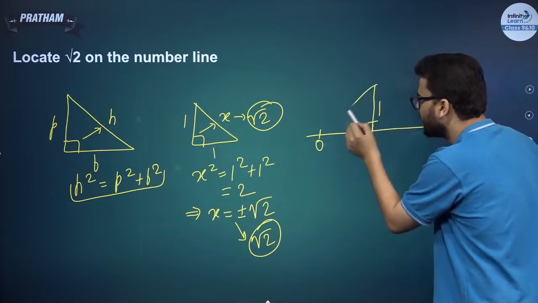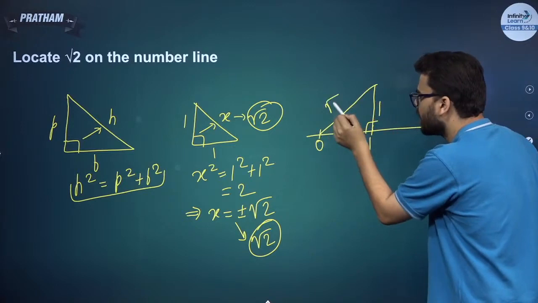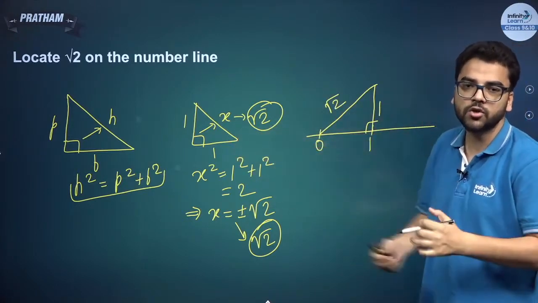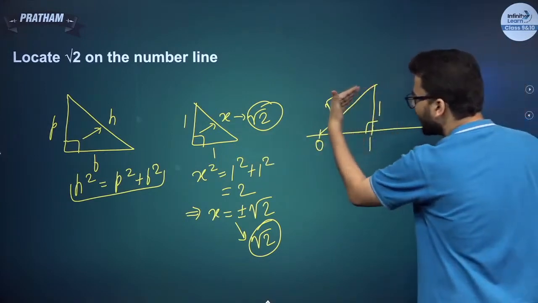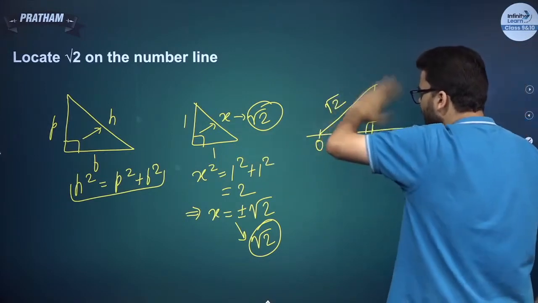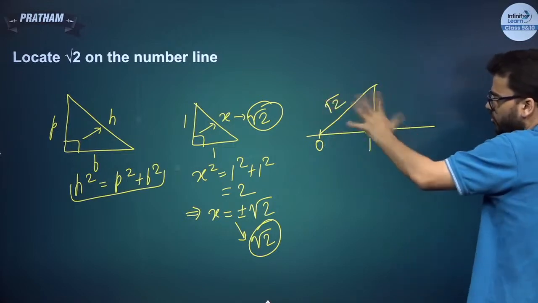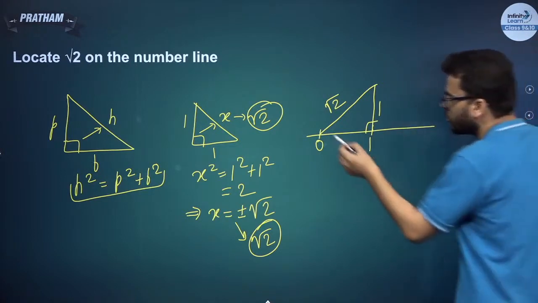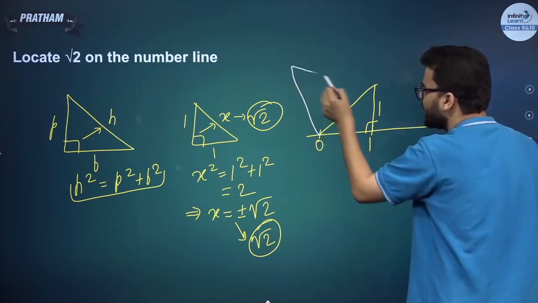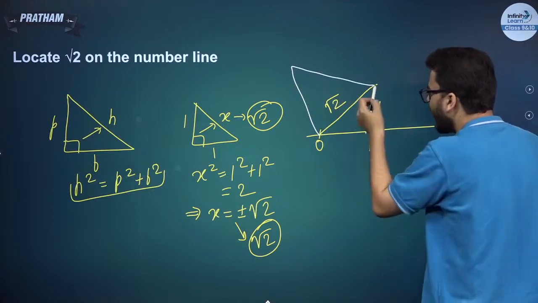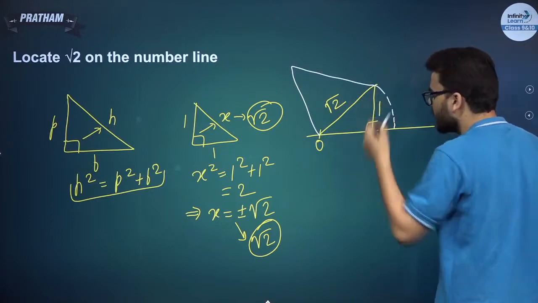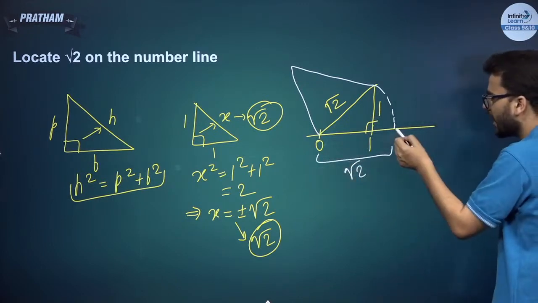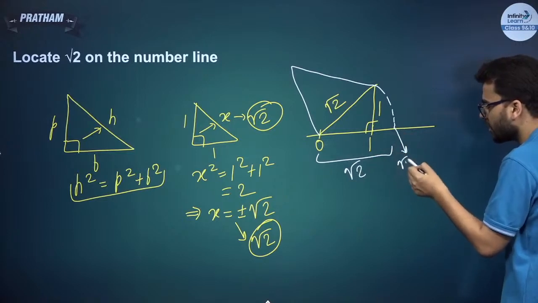So guys, if you join this, can we not say that this will come out to be equal to root 2 units only? Because that we have proved right now over here. So you have to take this root 2 distance and transfer it onto the number line. How will you be able to do that? Tell me. You will put the needle of the compass at this point and the pencil at this point, right? And then you can draw this arc over here. So what will happen? This distance on the number line will be equal to root 2 only, and this point will show root 2 on the number line.